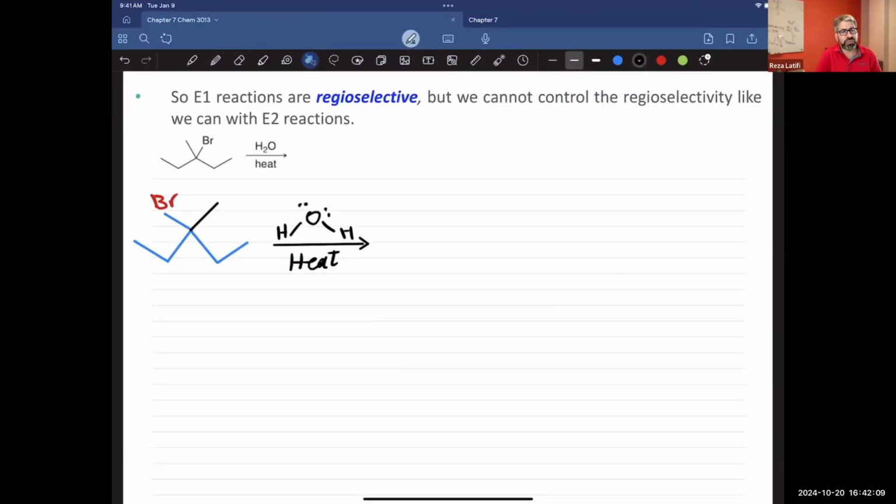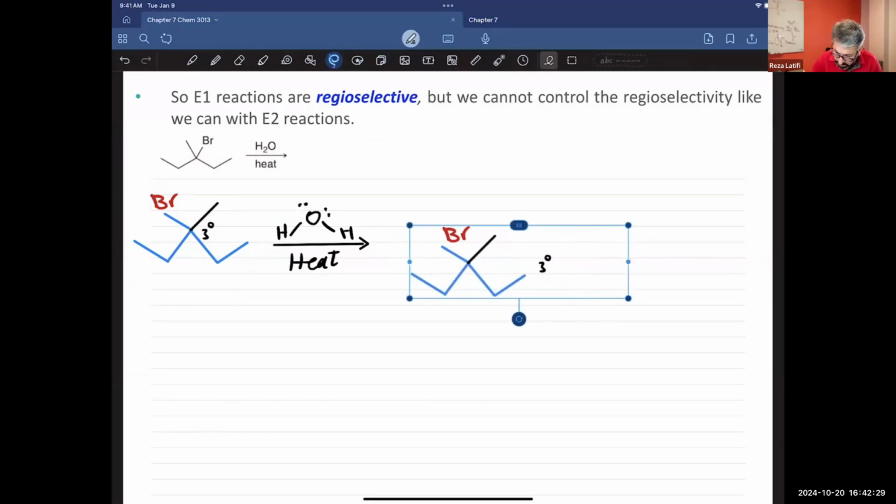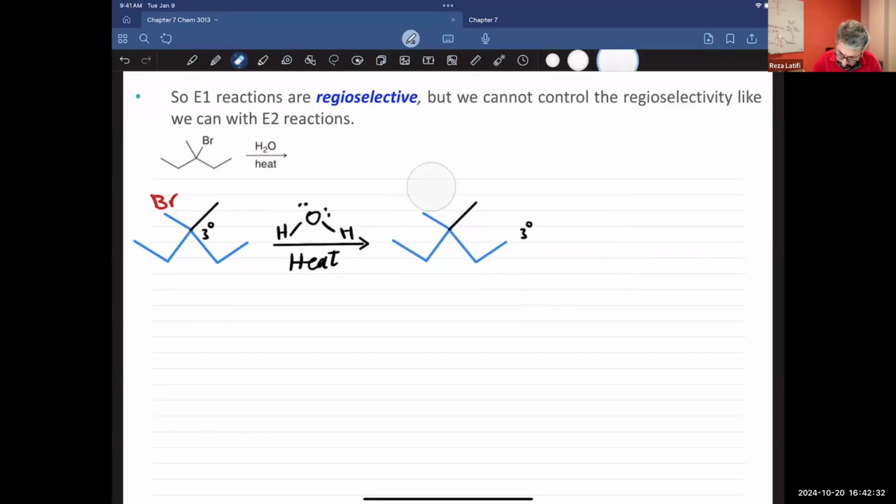And here I have a tertiary halide, and in the presence of heat and solvent, again, we can get such an intermediate. So let's say this is going to lose the bromide. Now we have a positive charge here, plus bromide minus 1. I'm going to say this carbocation is a tertiary carbocation.